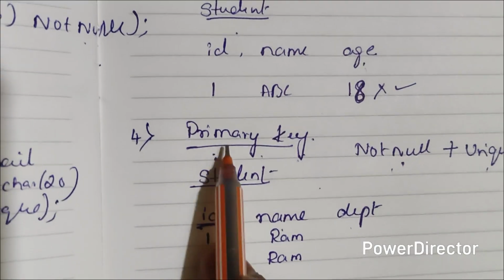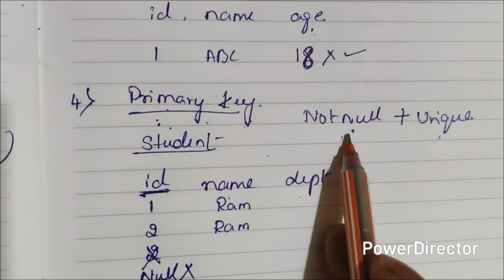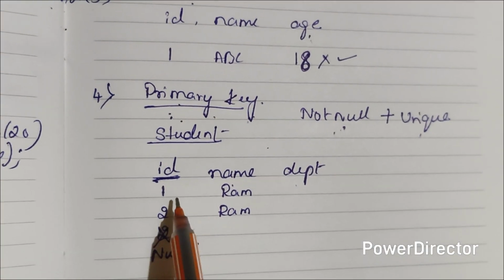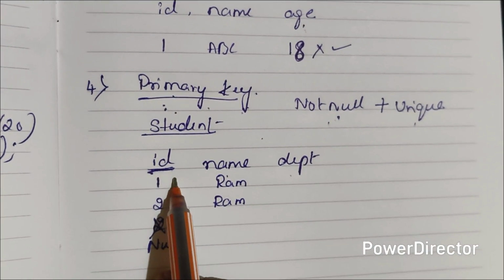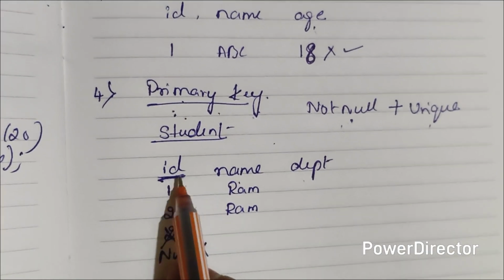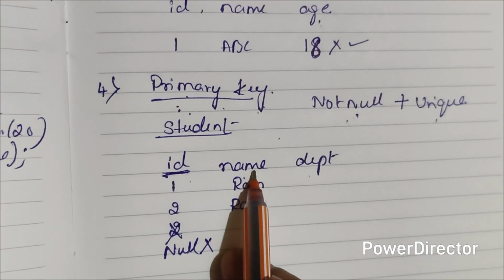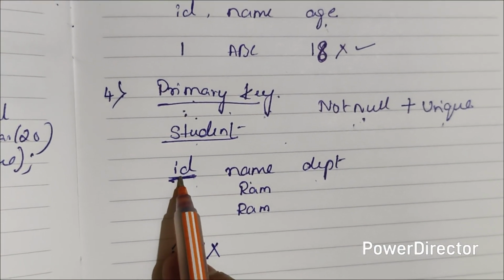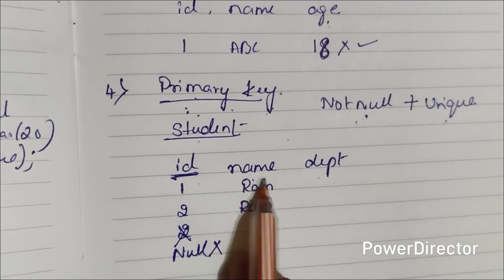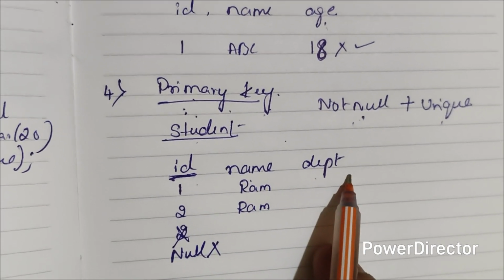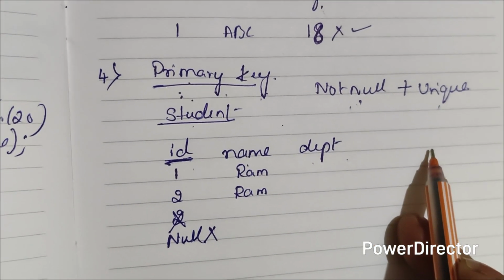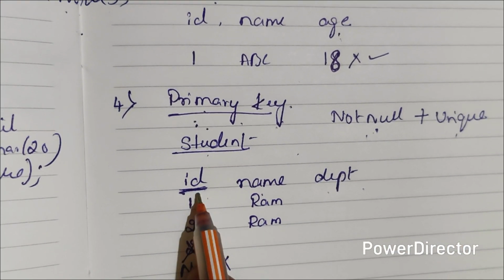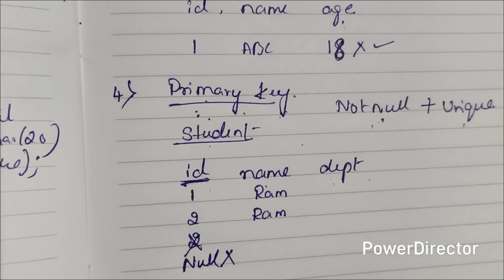So that means primary key constraint is a combination of not null and unique key. And in a table, you can make only one primary key per table. Suppose this is the student table. If you are making this ID as a primary key, then you can't make name as a primary key or department as a primary key or contact number as a primary key. So only one attribute you can make as a primary key.